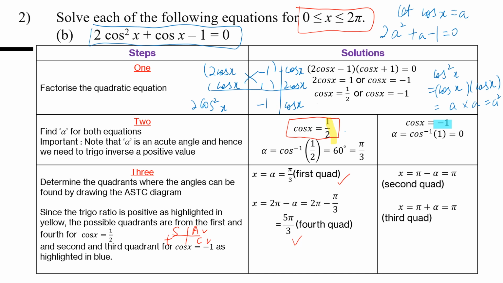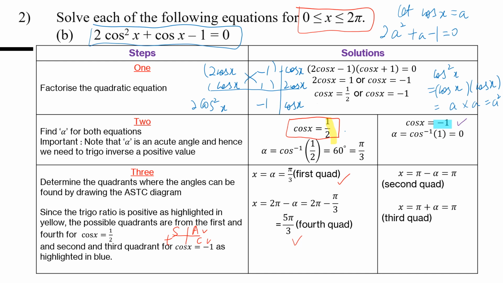How about cosine x equals to negative 1? We need to take cosine inverse of 1. Always remember alpha is an acute angle. That's why when we take trigo inverse, it's always the inverse of a positive value. So cosine inverse 1 gives you 0 radian.